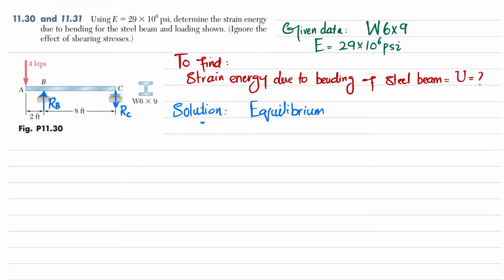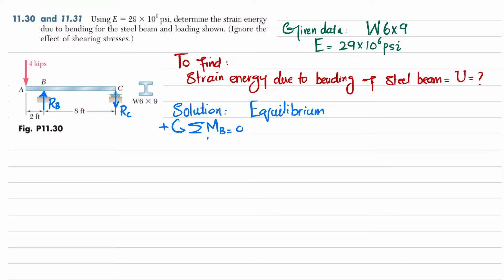The first condition is that the sum of all moments about point B is equal to 0, taking counterclockwise moment as positive. About point B, we have this force and the perpendicular distance is this one, and this is producing counterclockwise moment, so it will be positive. The second moment is due to RC into the perpendicular distance, and it is producing clockwise moment, so their sum must be equal to 0.